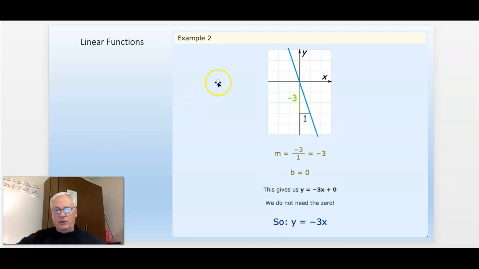Next one, this slope is going down. Start right in the middle there. It goes down 3 over 1. And here b is 0. It goes right through the origin. y is 0 when x is 0, so b is 0. And the slope is negative 3. So y equals negative 3x plus 0. Just drop the 0, guys. y equals negative 3x. That's what that line is.